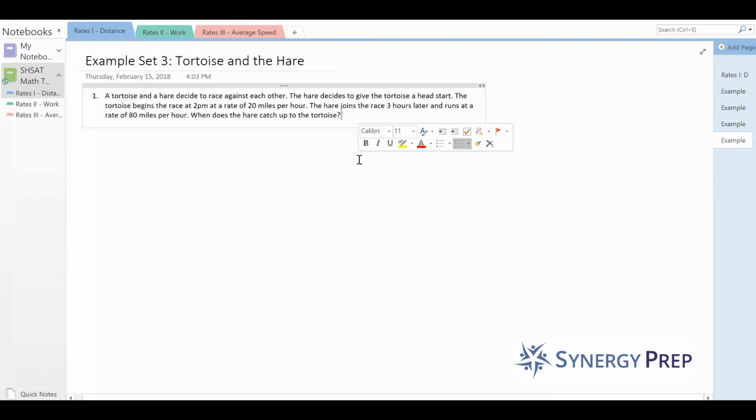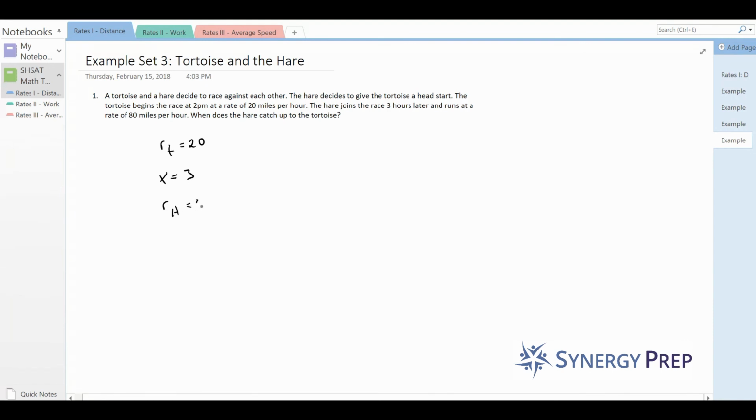This one I call tortoise and the hare. The tortoise and the hare decide to race against each other. The hare decides to give the tortoise a bit of a head start. The tortoise begins the race at 2 p.m. at a rate of 20 miles per hour. So the rate of the tortoise is 20. Now the hare joins the race 3 hours later, so x will equal 3, and runs at a rate of 80 miles an hour. So the rate of the hare is 80. When does the hare catch up to the tortoise?